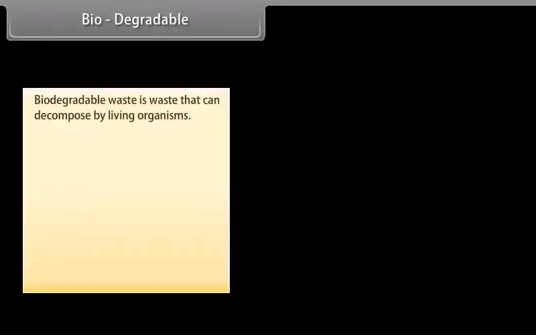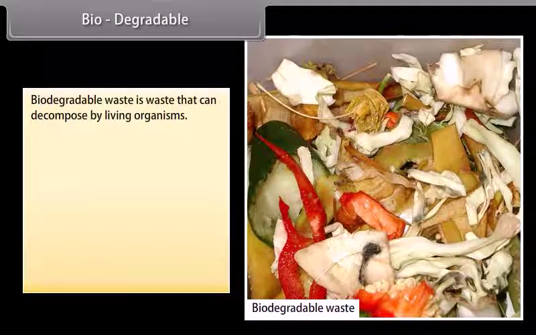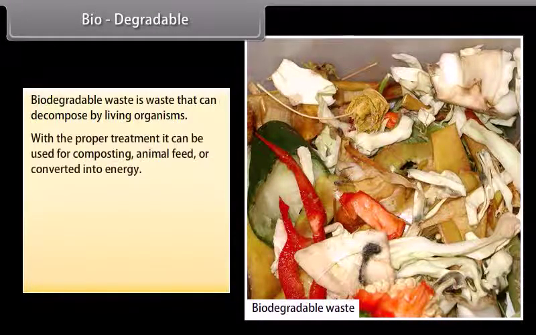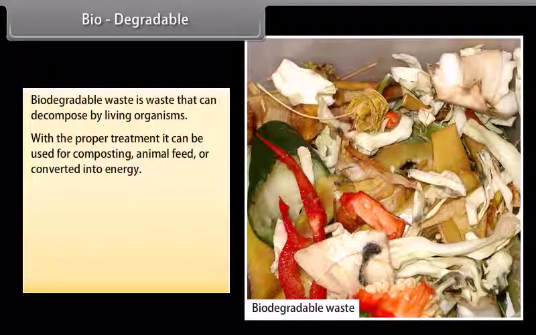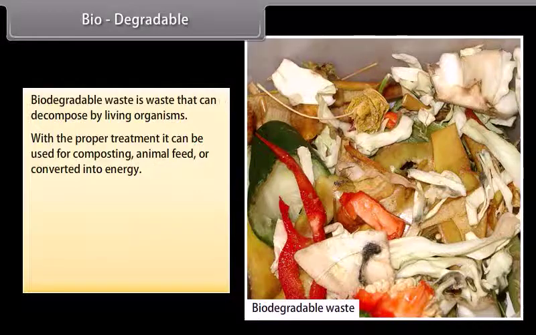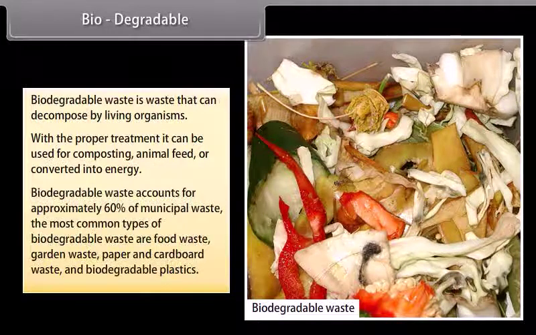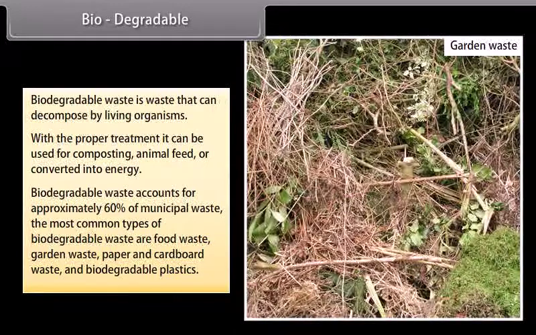Biodegradable. Biodegradable waste is waste that can be decomposed by living organisms. With a proper treatment, it can be used for composting, animal feed, or converted into energy. Biodegradable waste accounts for approximately 60% of municipal waste. The most common types of biodegradable waste are food waste, garden waste, paper and cardboard waste, and biodegradable plastics.